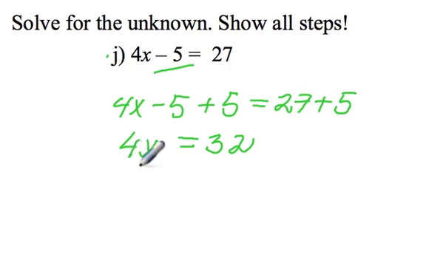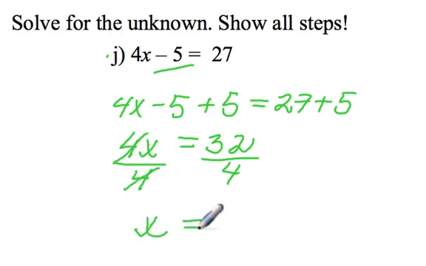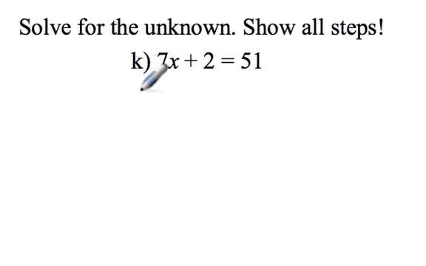X is multiplied by 4, so the opposite operation is division. We will divide both sides by 4. 4 divided by 4 is 1, leaves x on the left side, and 32 divided by 4 is 8. 7x plus 2 equals 51. Once again, we will deal with a separate value first.